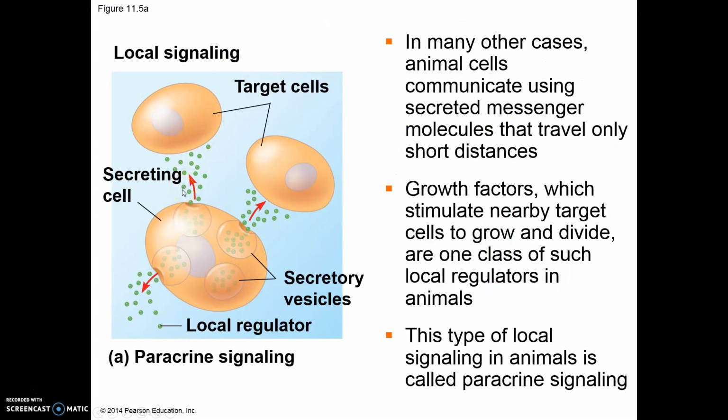There's also a type of signaling where one cell releases something that can diffuse into the environment around the cell and ultimately make contact with its target cells. This is something that we call paracrine signaling.